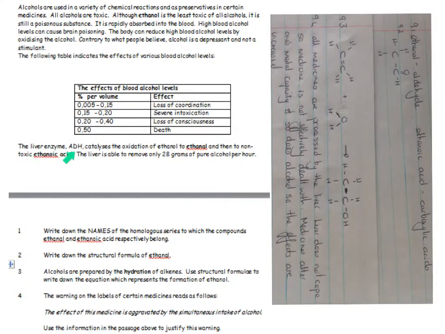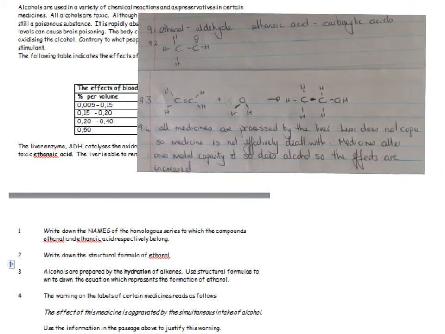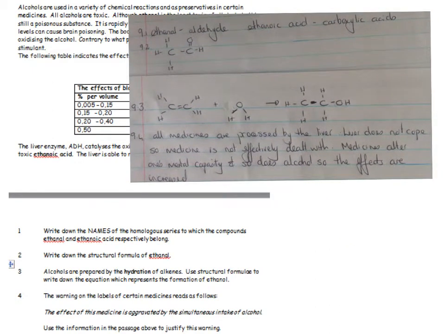The liver enzyme ADH catalyzes the oxidation of ethanol into ethanal and then to non-toxic ethanoic acid. The liver is able to remove only 28 grams of pure alcohol per hour. Write down the names of the homologous series to which ethanol and ethanoic acid belong. So the ethanol is going to be the aldehydes, and ethanoic acid is a carboxylic acid.